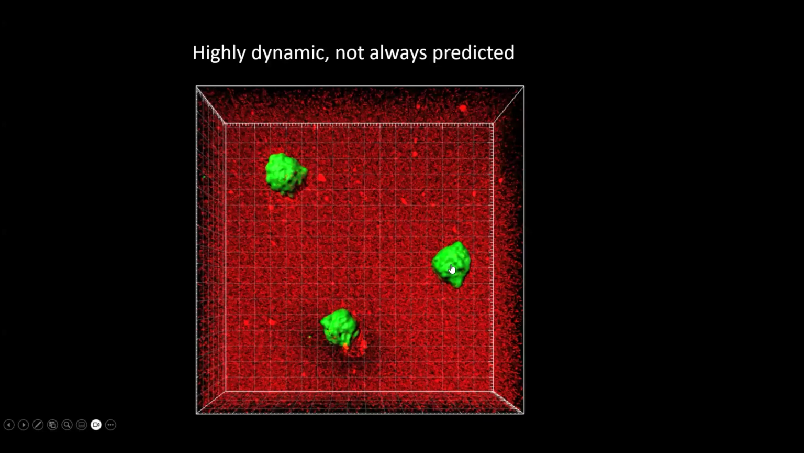Okay, just a little bit more about those bands that cells generate in between them. It's a highly dynamic process. It's not always predicted, so not all cell pairs form those structures. It's not only about the distance, it's about the contractile activity, and it can be affected by neighboring cells.